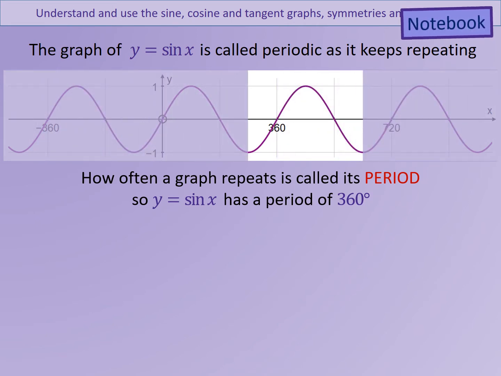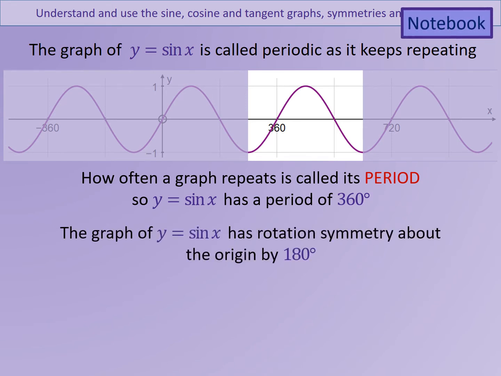And this little graphic just demonstrates that it doesn't matter where I choose my starting point from. You can see that by the time it does repeat itself, it has moved on 360 degrees. So the period is 360 degrees no matter where your starting point is on the curve.